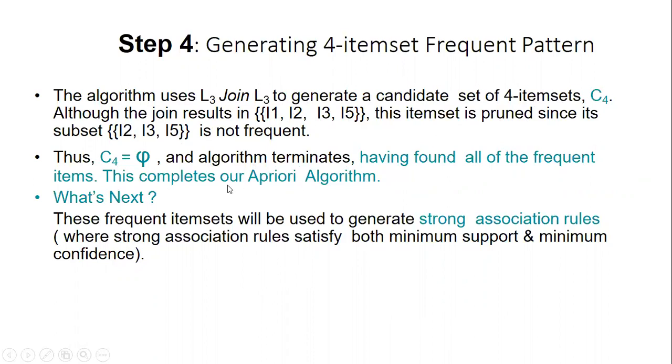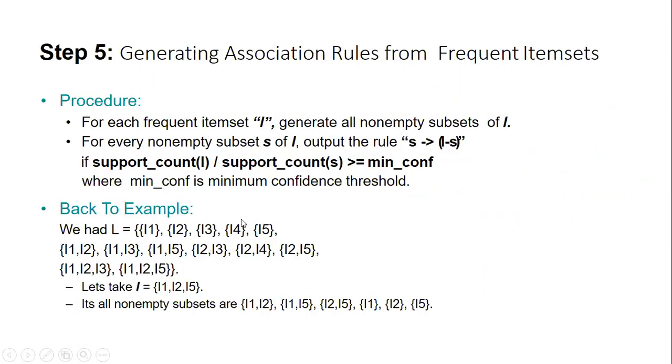Next, we have to find the strong association rules. To generate the association rules, we need the frequent item sets. So what are the frequent item sets we have generated from the previous steps? That is L, where L means frequent item set. So L1, L2, L3. We did up to L3. Then we didn't proceed because C4 was null.